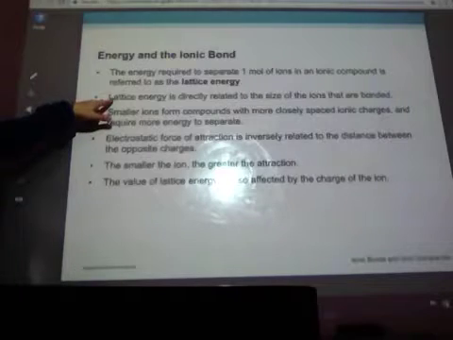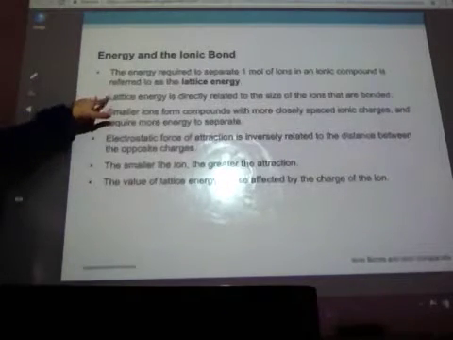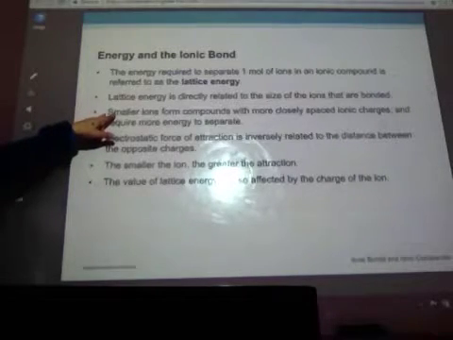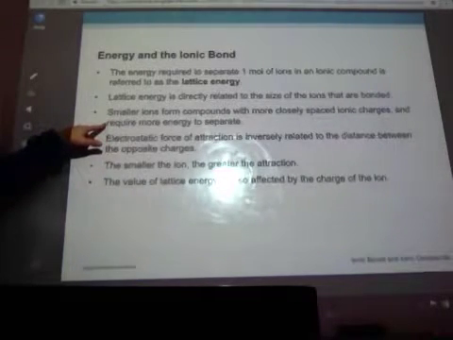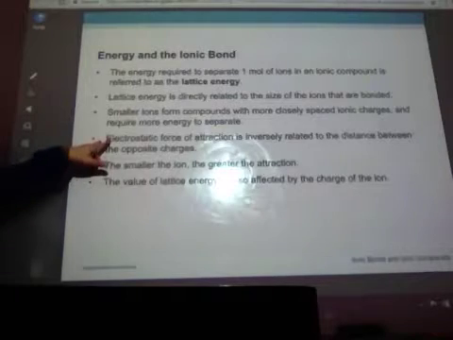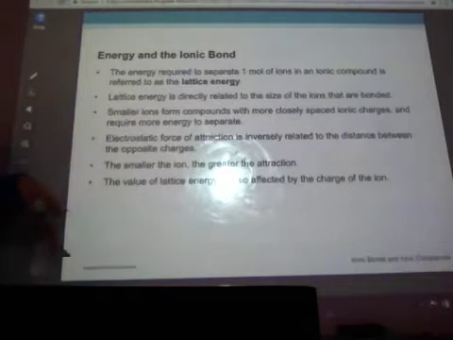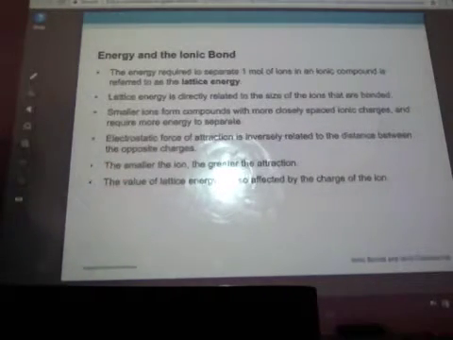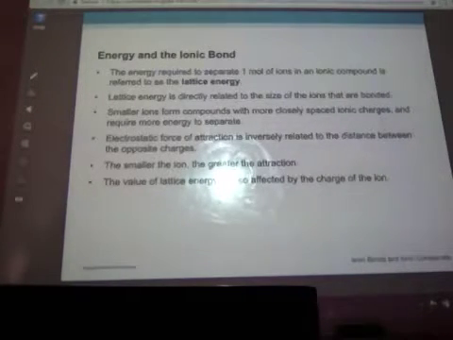It's directly related to the size of the ions. I'm assuming that might be a test question. The size of the ion determines the amount of energy. Smaller ions have closely spaced ionic charges, which means it's harder to separate, a higher energy. Electrostatic force, then, is inversely related to the distance between the opposite charges. The smaller the ion, the greater the attraction, the higher the energy. And then the value of the energy is also affected by the charge. Is it a positive ion or a negative ion?